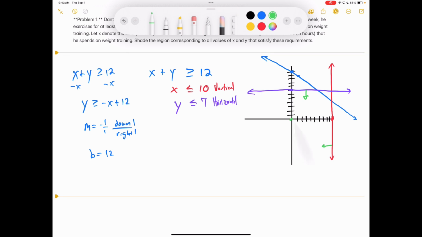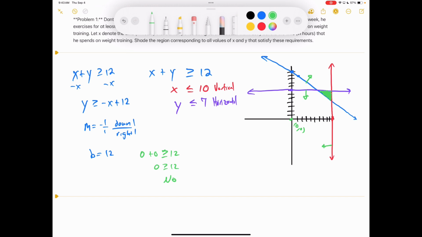Let's plug in 0, 0 to figure out where to shade on the blue line. 0 plus 0, is that greater than or equal to 12? And that is no. So I shade away from 0, 0. So I need to be above the blue line, below the purple line, and to the left of the red line. That looks like it is going to be this little triangle right here. A lot of times on word problems, no, I'm not going to say that.